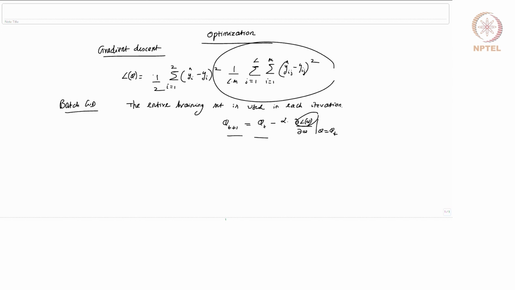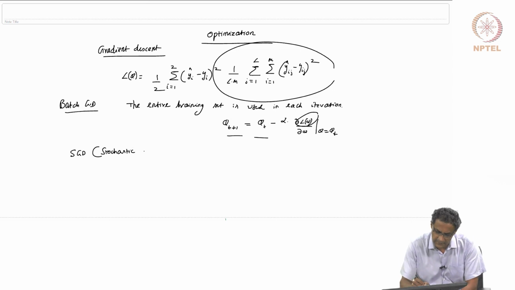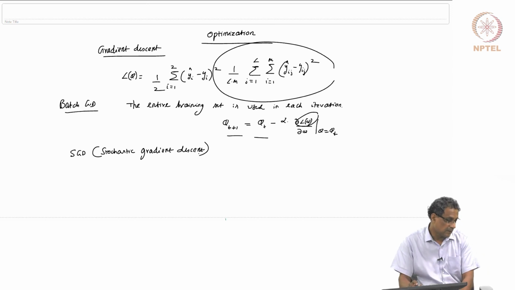And the second thing is storage, memory, and also the fact that you don't want the movement to be so slow. The other extreme that you can do is what is called stochastic gradient descent, or SGD. For now, just take it for granted that we call this stochastic gradient descent, or SGD, and it is the other extreme.